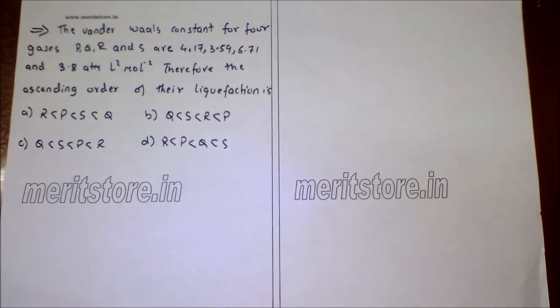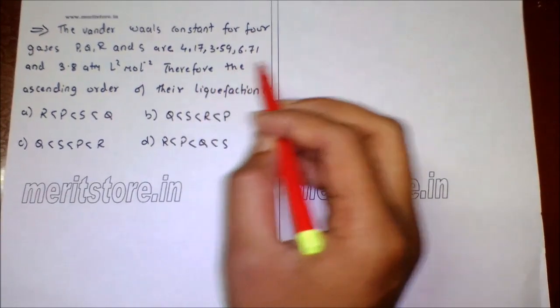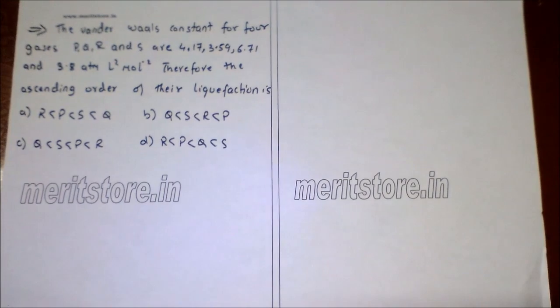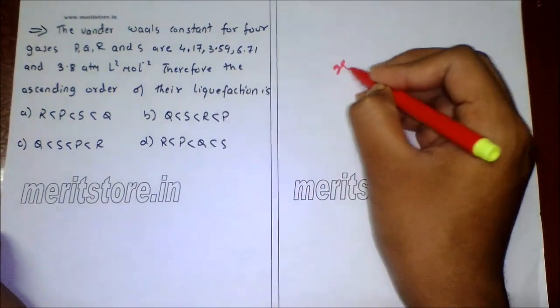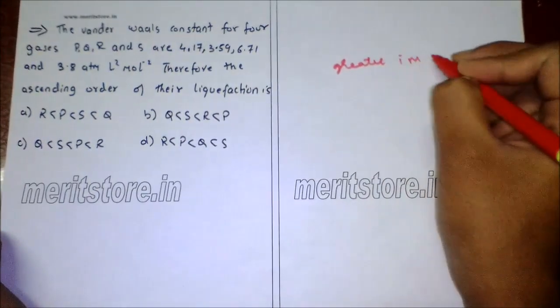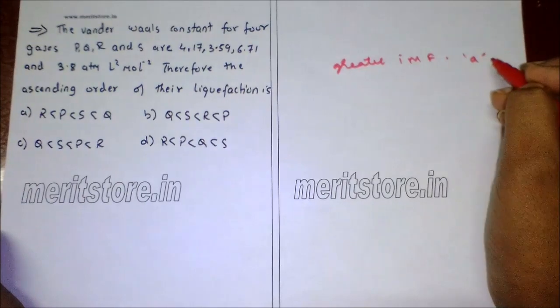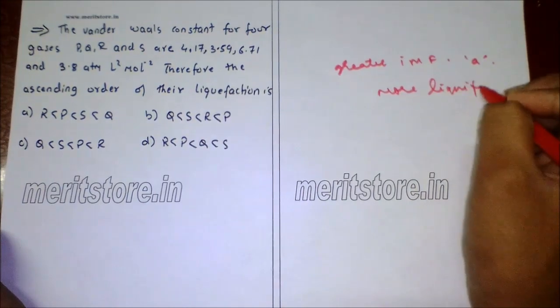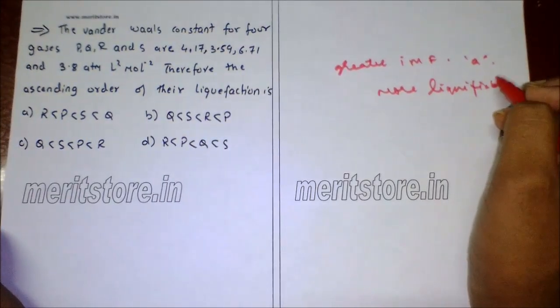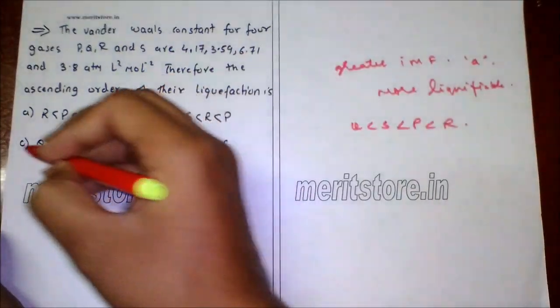The van der Waals constants for four gases P, Q, R, S are 4.17, 3.57, 6.71 and 3.8 atmosphere liter square per mole square. Therefore, the ascending order of the liquefaction is: easily liquefiable gas have greater intermolecular force, which is represented by the value a. So the greater the value of a, the more will be liquefiability. So the order is Q, S, P, R. So option C is the correct answer.